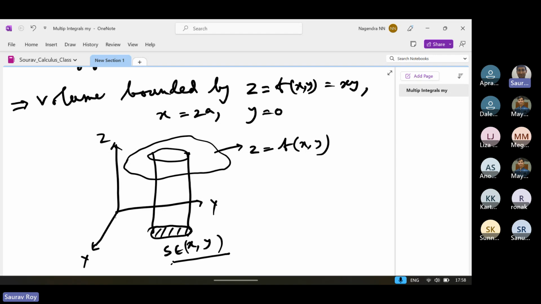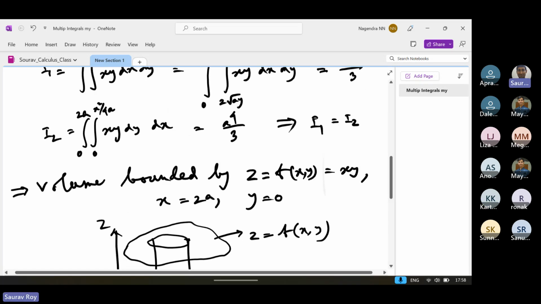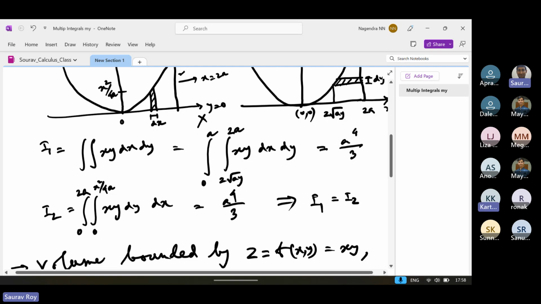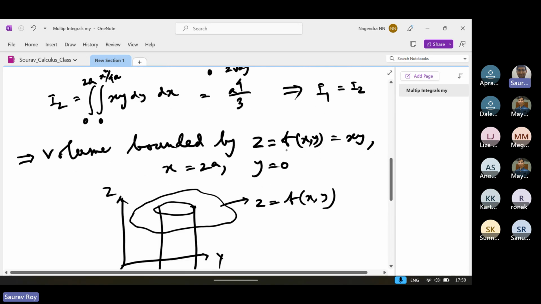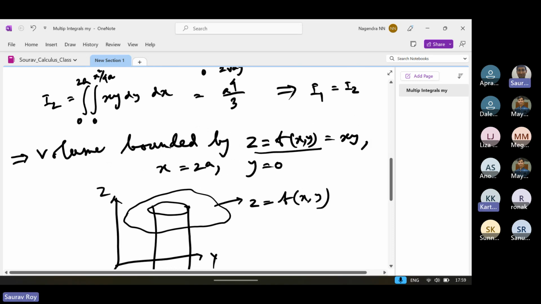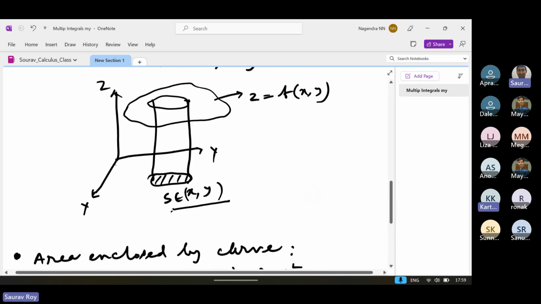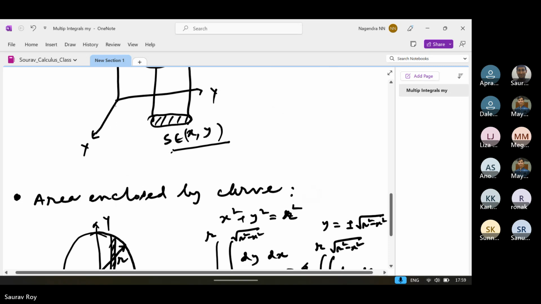Hello, is it clear? I understand why x equal to 2a, y equal to 0. Where did you get this z equal to xy from? See, this was our integral, so this xy you can write as z equals xy. That is what I am saying. You can take any function z equals f(x,y). Understood? Fine. Anyone else?